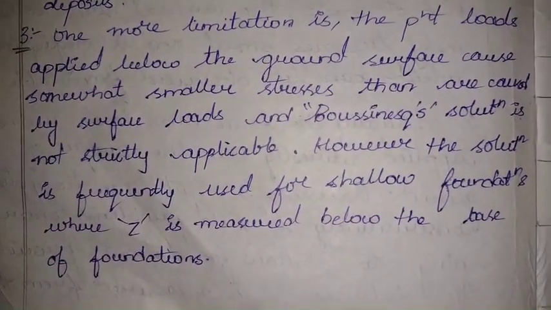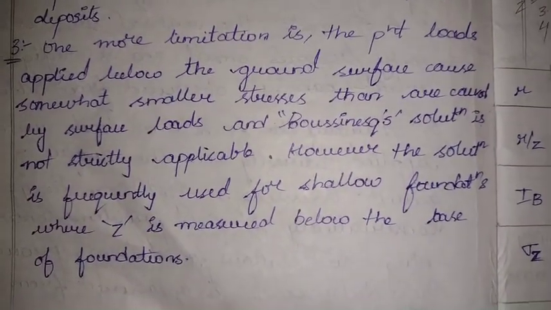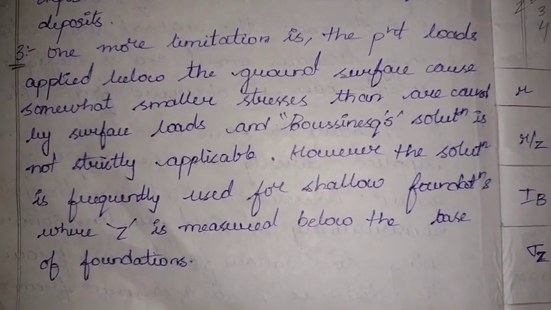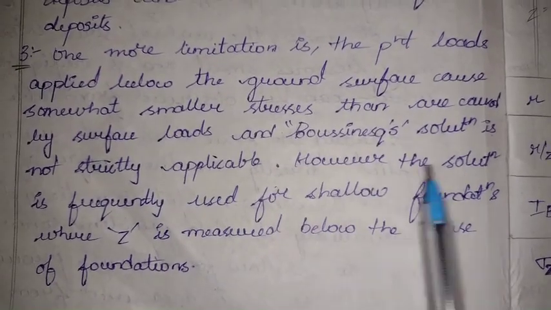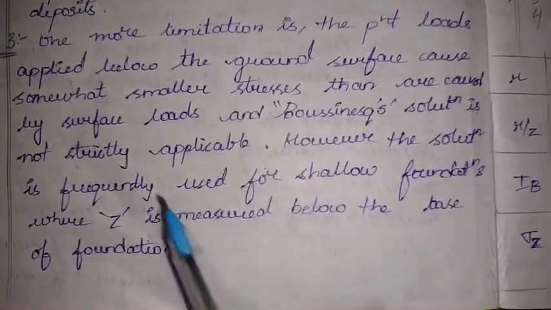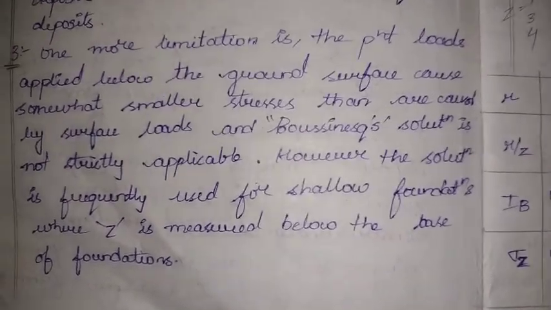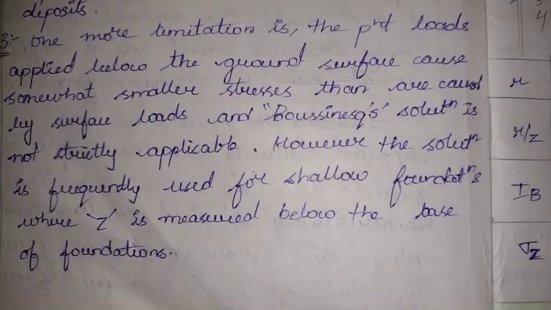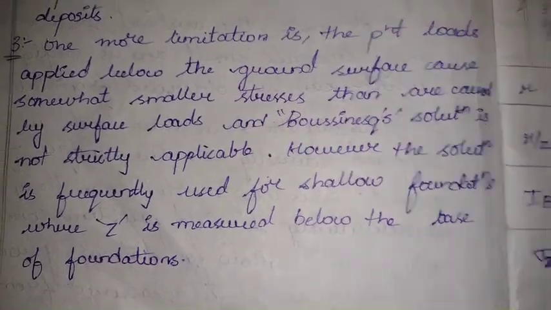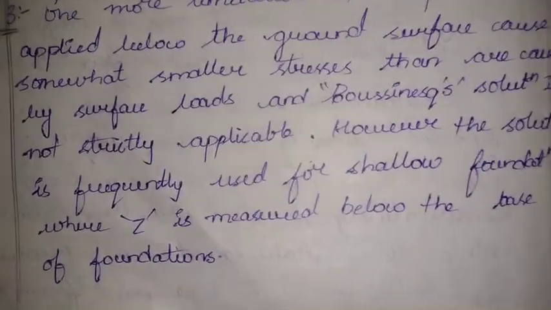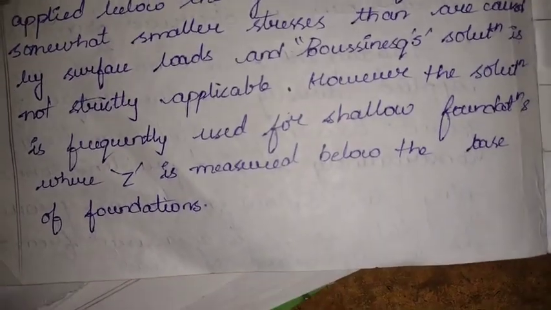Next, coming to the third point, one more limitation is that point loads applied below the ground surface cause somewhat smaller stresses than are caused by surface loads, and Boussinesq's solution is not strictly applicable. However, the solution is frequently used for shallow foundations where z is measured below the base of the foundation. This is the same as the previous point we discussed. The point loads applied below the ground surface cause somewhat smaller stresses, but Boussinesq's solution is for surface loads. So that is another limitation of this.